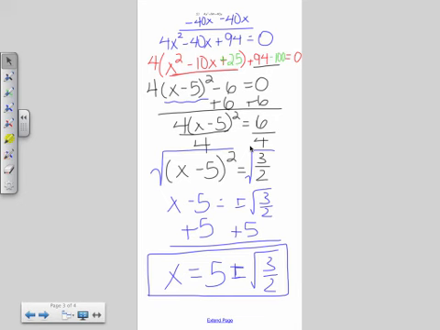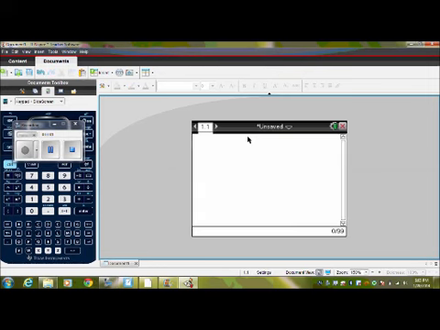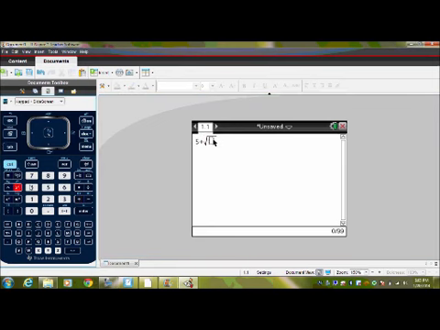So now it should make sense to you why we did all of this work on completing the square. This will help you to be able to solve quadratic equations using another method. Okay, so I'm going to check my answer just to make sure that I did this correctly. So I'm going to type in my first answer, which was 5 plus the square root of a fraction, 3 over 2. Remember, you can do control divide to get your fraction. And that is going to be my x value. So I'm going to control store as x, press enter.